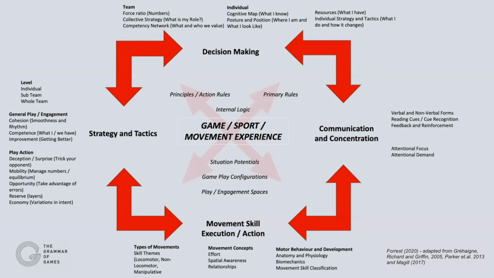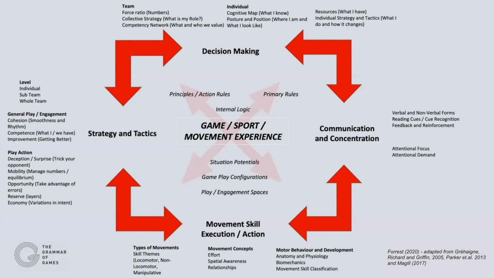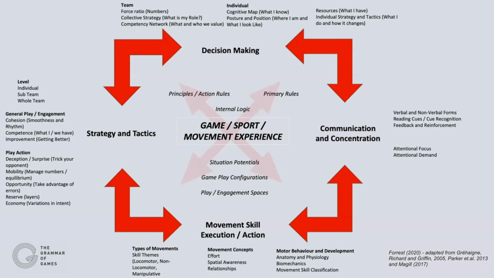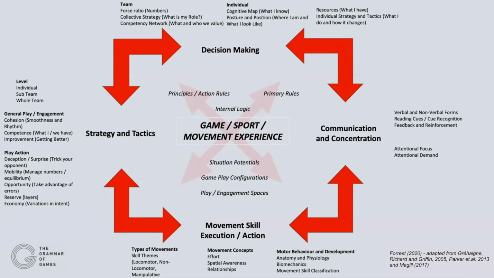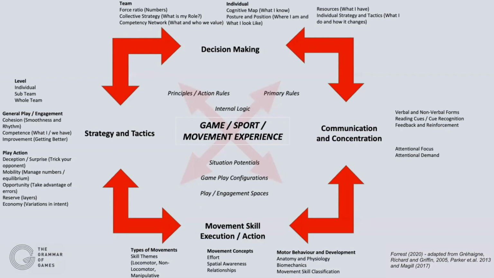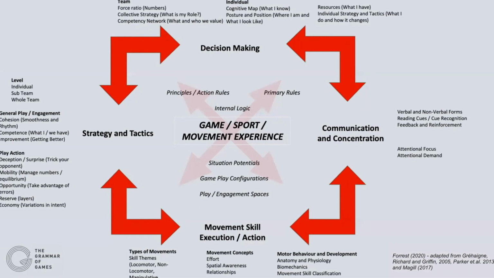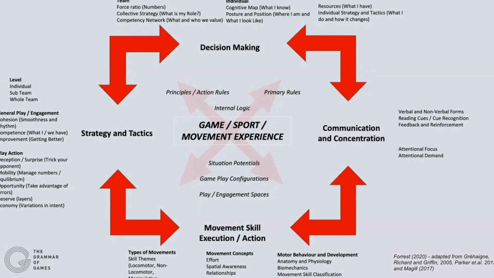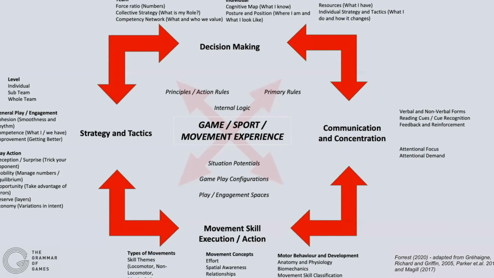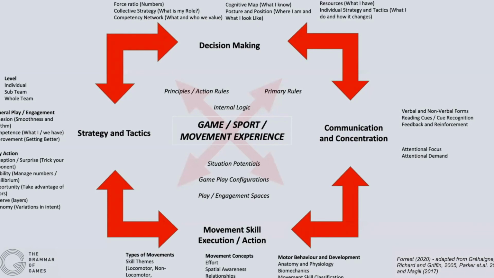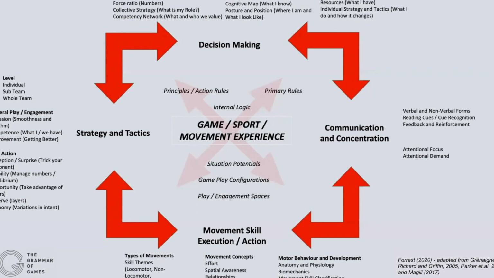As it has already been established, each of the 4 components of the grammar of games, including decision-making, communication and concentration, movement skill, execution and action, and strategy and tactics, cannot occur in isolation. Each component is contingent on each other and interacts in a holistic and systematic way. Throughout the clips seen in this analysis, it is evident that an interaction within one component is not a specific reaction to another. For example, whilst implementing a tactic may be a result of decision making, implementing a tactic can also result in decision making.